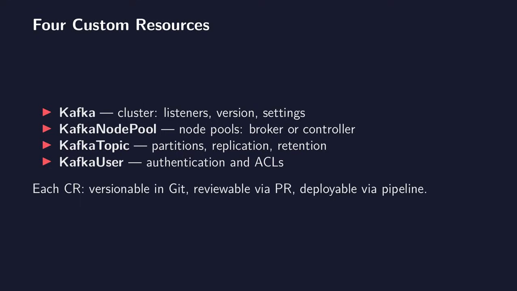There are 4 types of custom resource that control everything. The Kafka resource for global configuration and listeners. KafkaNodePool for node pools with broker or controller roles. KafkaTopic for topics with partitions, replication, and retention. And KafkaUser for authentication and ACLs. Each of these CRs can be versioned in Git, reviewed via pull request, and applied via pipeline.